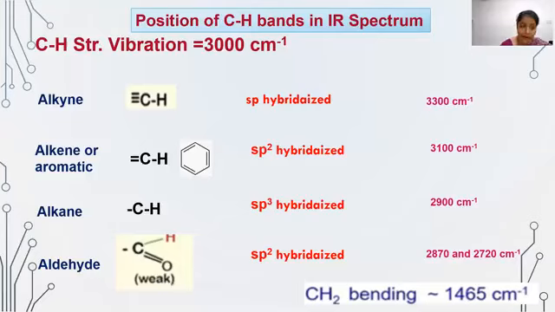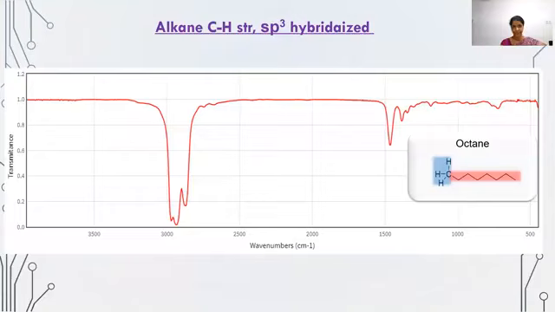Aldehyde. Aldehyde functional group is CHO, carbonyl attached with single hydrogen and one alkyl group. This CH band, which is also sp2 hybridized carbon, shows two bands at 2870 centimeter inverse and 2720 centimeter inverse. All these four vibrations are stretching vibrations. Other than this, CH2 bending vibrations are observed near 1465 centimeter inverse.